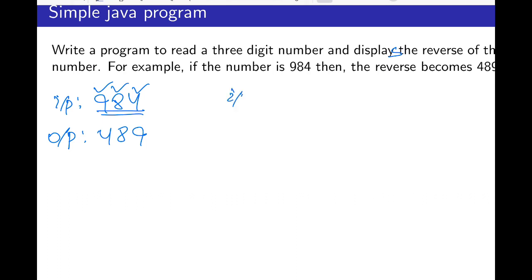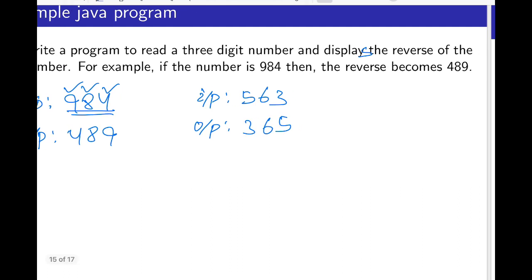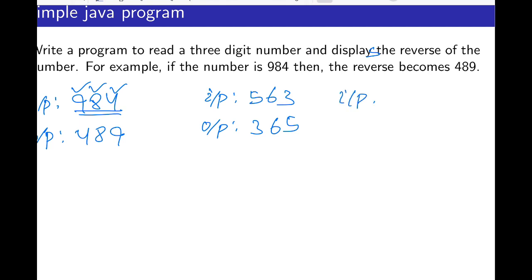So if we input 563, the output is 365. Similarly, if we input 678, the output will be 876, like this.